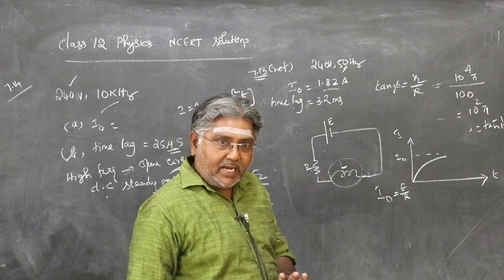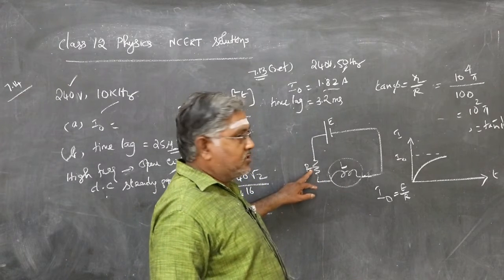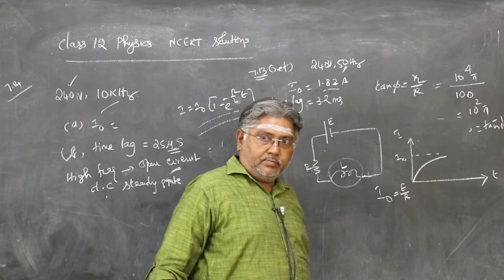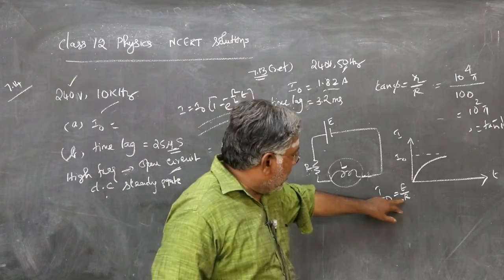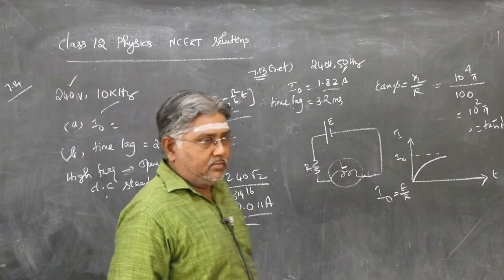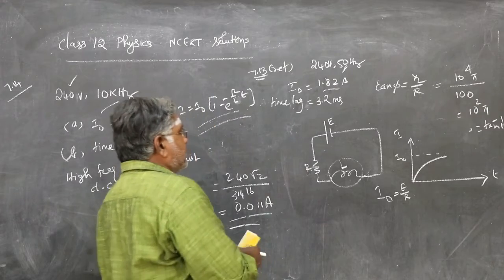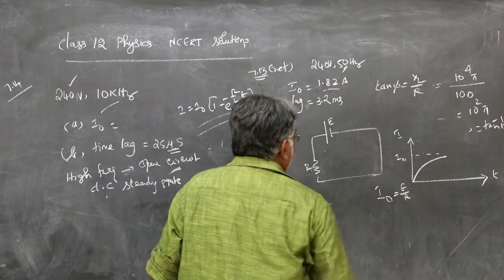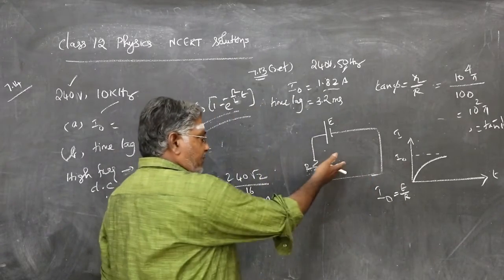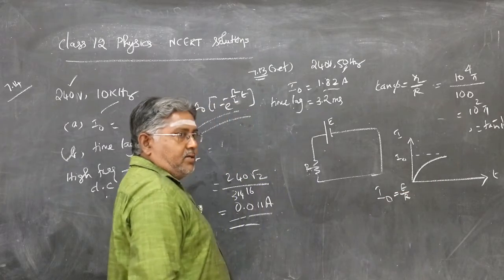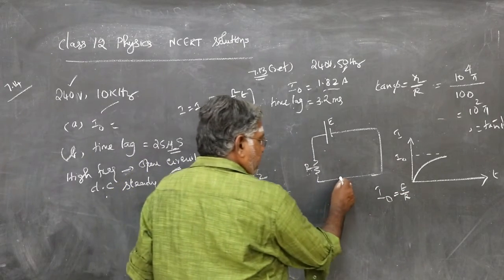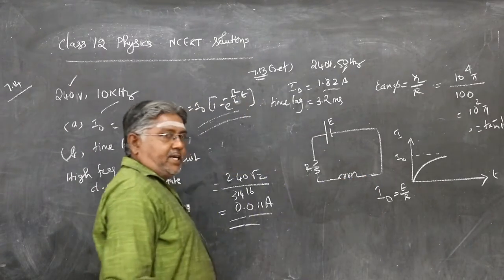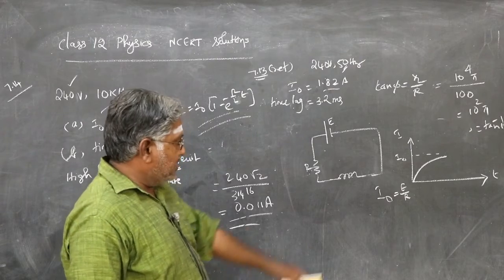Okay, in the steady state, only this resistance is considered. Therefore, current I naught is E by R, not E by R plus something else. Therefore, it is as if it is a perfect conductor with no resistance. Even for this, you will get E by R current. It means the inductor which was there offers no resistance. So, a perfect conductor under steady state.